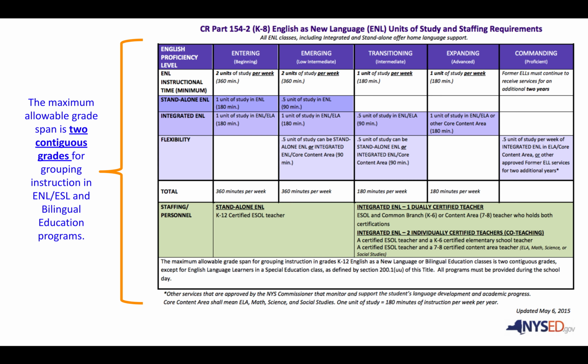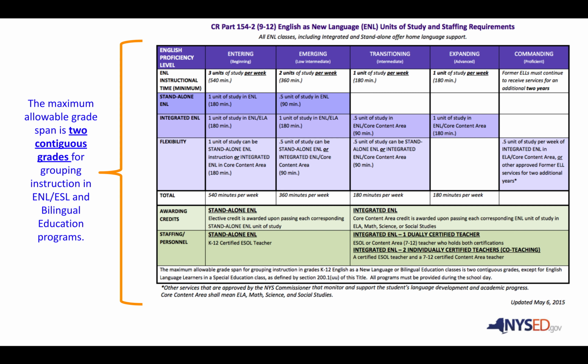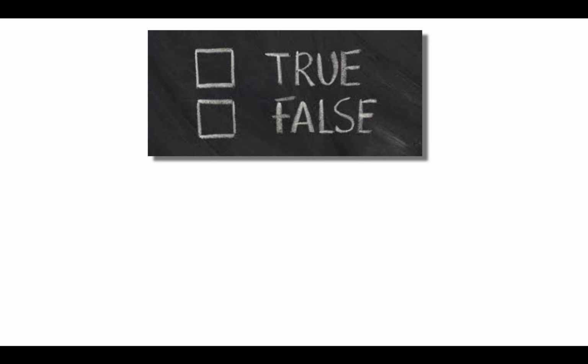For example, AIS, or with the ELL teacher consulting with the ELA teacher. We have the 9 through 12 units of study here, and the biggest difference here, as you'll note, is that for an entering level student, there's a bump up to 540 minutes per week of ELL support to really help ensure that the student is getting the support that he or she needs to be successful in high school.